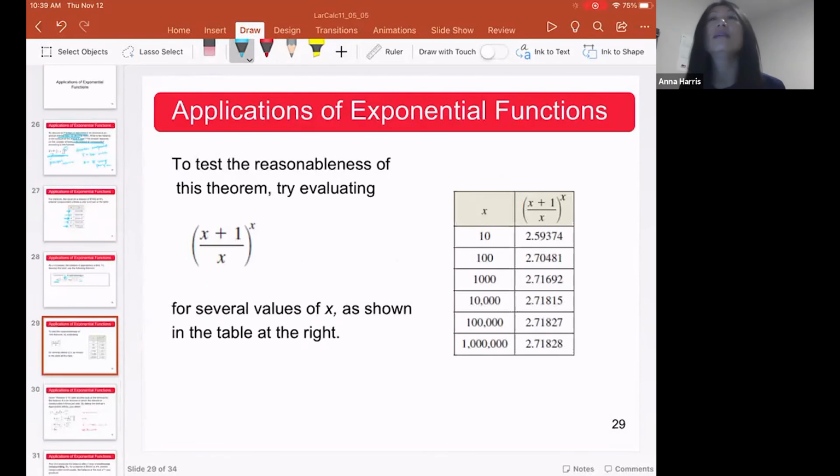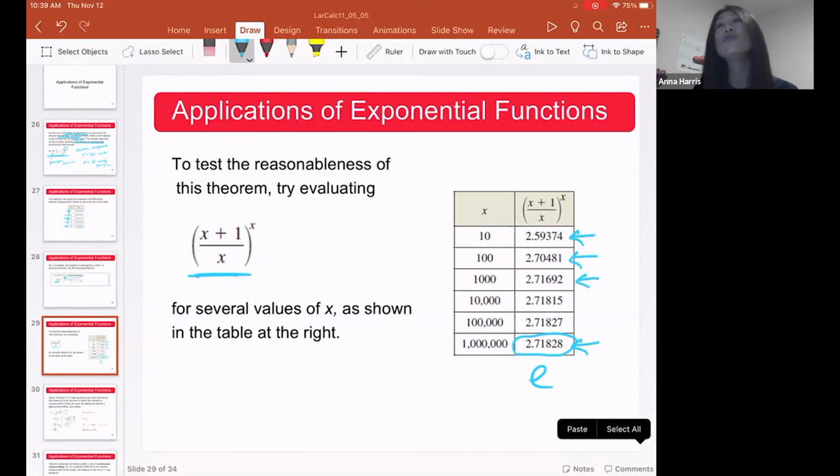So you have this, the test of the reasonableness of this theorem, try evaluating this. Let's evaluate that. x equal to 10, you get this number. x equal to 100, you get that number. x equal to 1,000, you get this number. Look at this. It is getting close to which number? 2.71, which is what? The e.